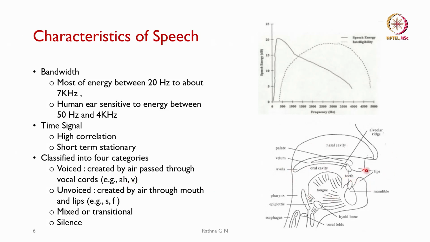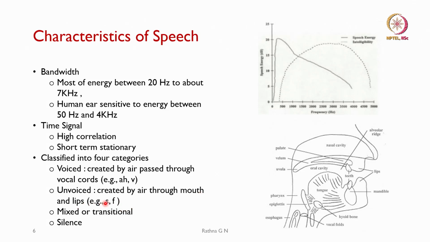So, you are seeing the speech, how our mouth is going to be considered. We have the lips here, the teeth, and our oral cavity, and this is the nasal cavity, and then the pharynx and the esophagus. This is the vocal folds, which will be vibrating, and the other one is called unvoiced, which is created by air through the mouth and then the lips.